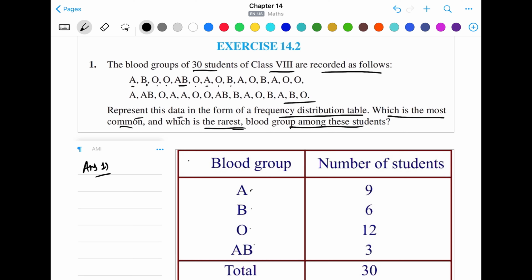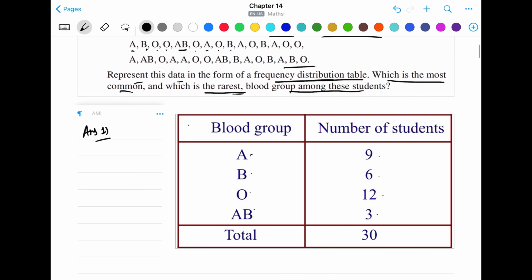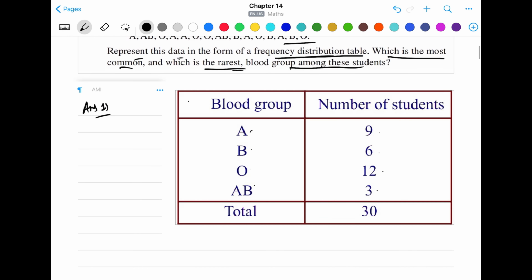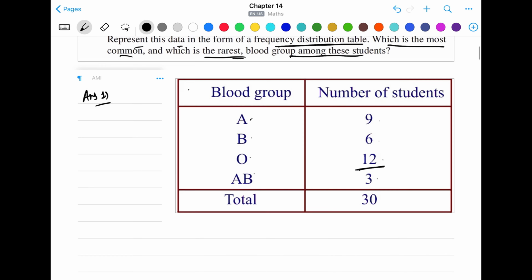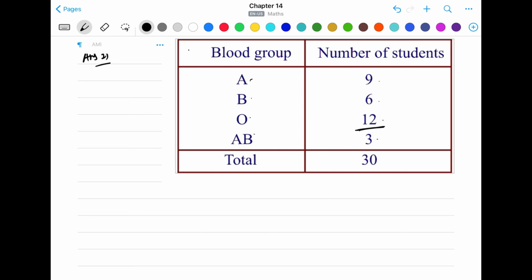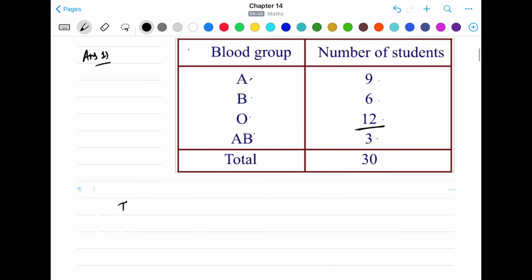So like there are 9 students having blood group A, 6 students having blood group B, and 12 students having O, and only 3 having AB. Okay, so that's how you can represent this in the form of a frequency distribution table. Now you are asked two questions. Which is the most common, that is, which occurs the most. As you can see, the frequency of blood group O is highest, that means the most common blood group is O.